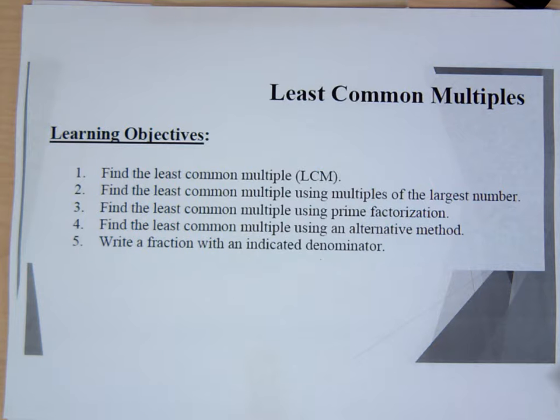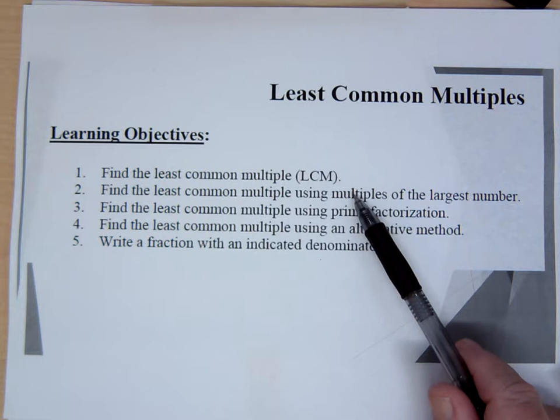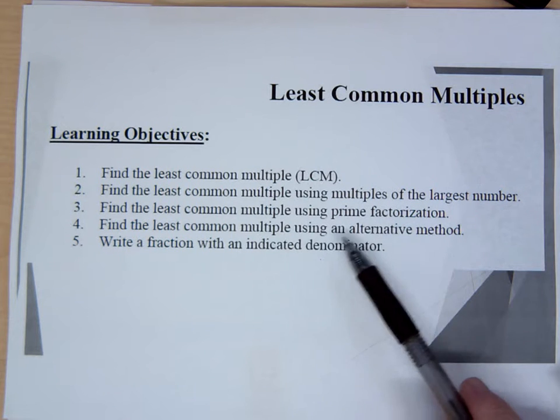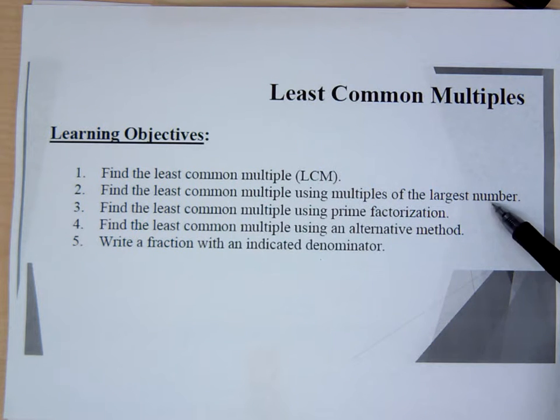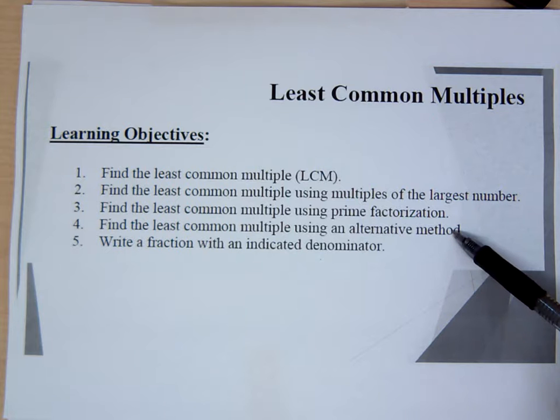Today's topic is least common multiples. We're going to define and find the least common multiple, and we'll talk about two ways to do it. One is using prime factorization and the other is using multiples of the largest number. There is an alternative method that's discussed in your text, but as long as you can do it with these two methods, I'm not going to insist on you being able to do that.